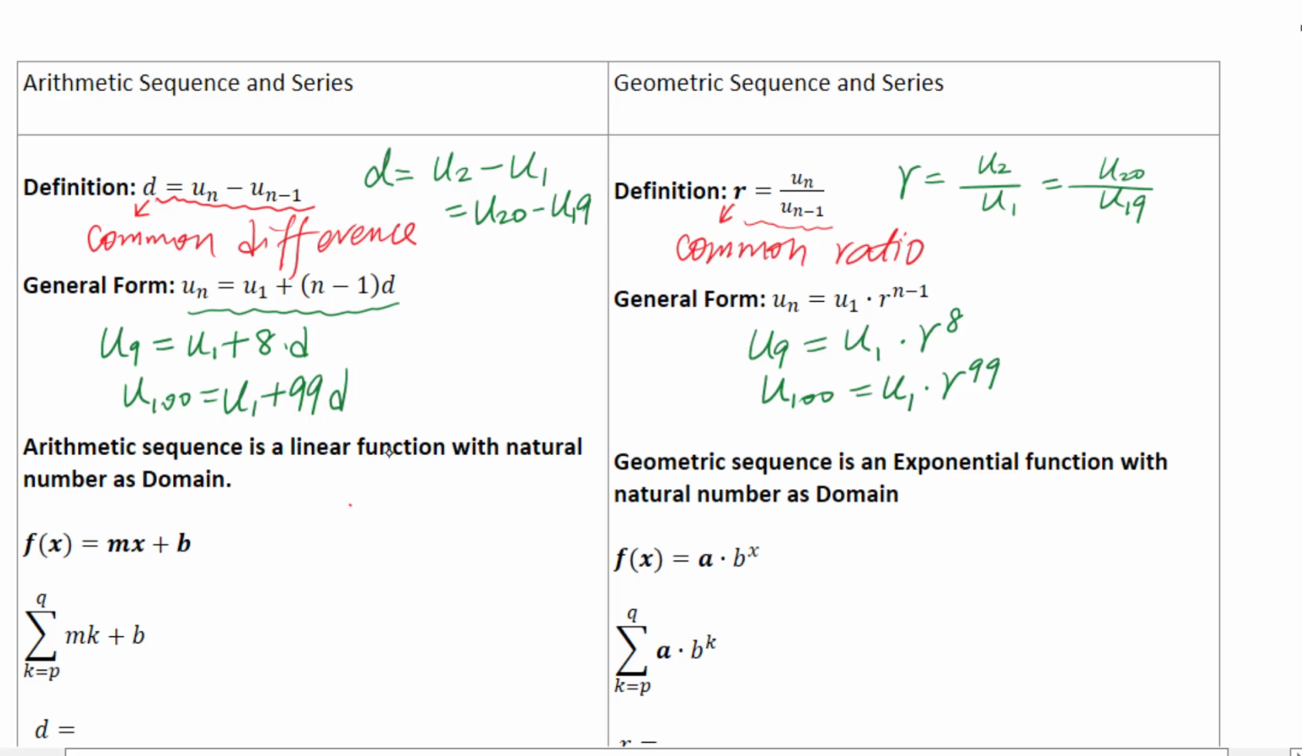Arithmetic sequence is a linear function with a natural number as a domain. So for this, x will be a natural number. Then this will be the arithmetic sequence. For geometric sequence, it's an exponential function with a natural number as a domain. When this x is a natural number, this will be the geometric sequence. The common difference will be the slope. The common ratio will be the base.